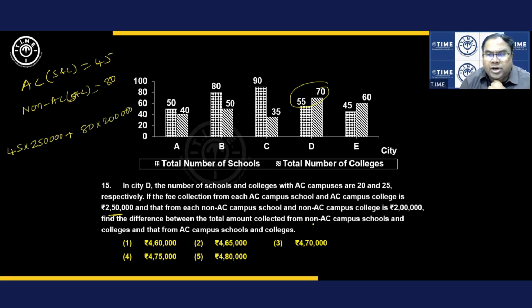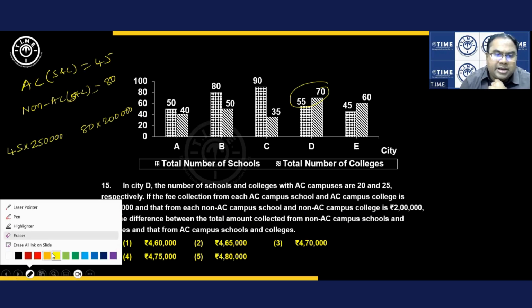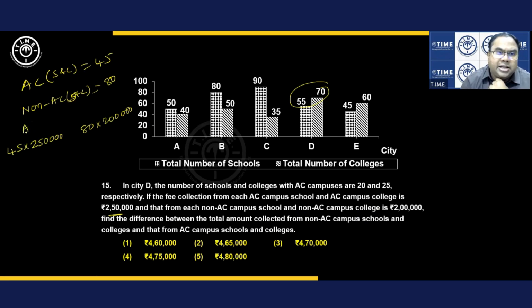Find the difference between total amount collected from non-AC campus schools and from AC. Okay, I don't want the sum, I want the difference between these two. This is the amount collected from AC. This is the amount collected from non-AC. If you subtract, you will get 4,75,000, choice 4 after simplifying.